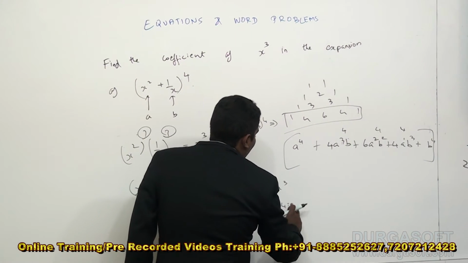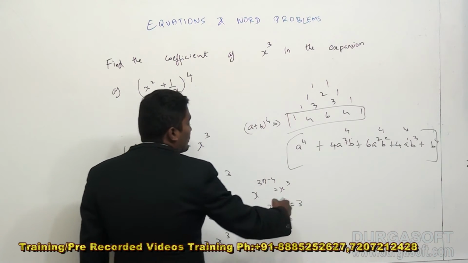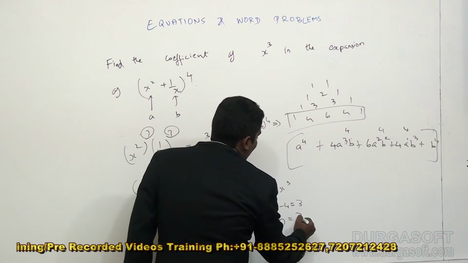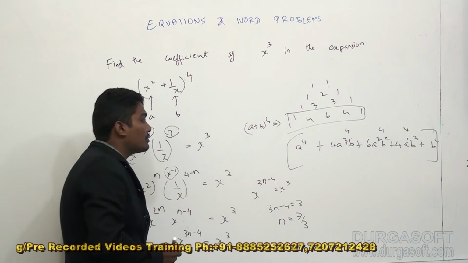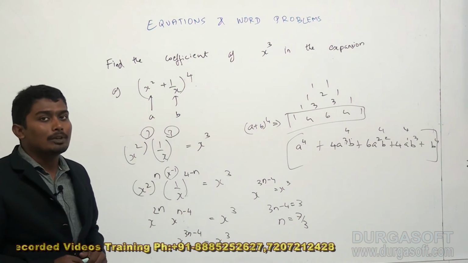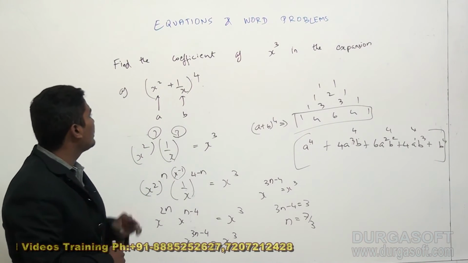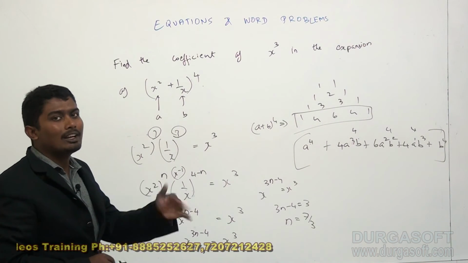So minus 4 comes here, it will be plus 4. So 3 plus 4, 7 by 3. The value of n should be 7 by 3, whereas n will not take any whole number, which means here I will not have the term x cube at all.